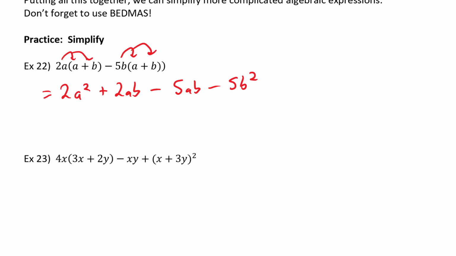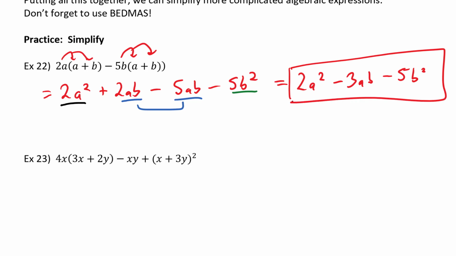Now we collect like terms. I have an a squared, I have an ab, and I have a b squared. So I can combine these two together only, giving me 2a squared. 2 minus 5 is minus 3ab minus 5b squared. Final answer. That's as far as you can take it.